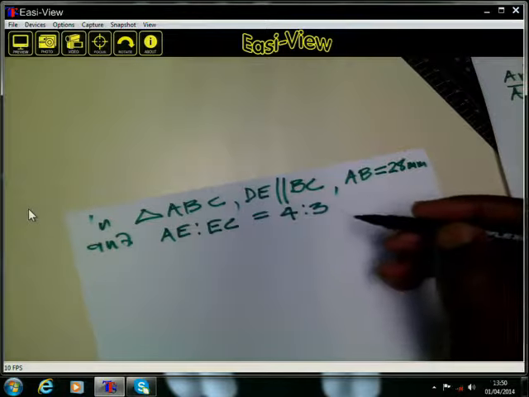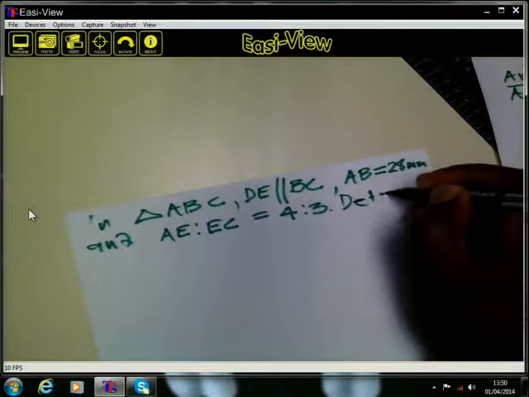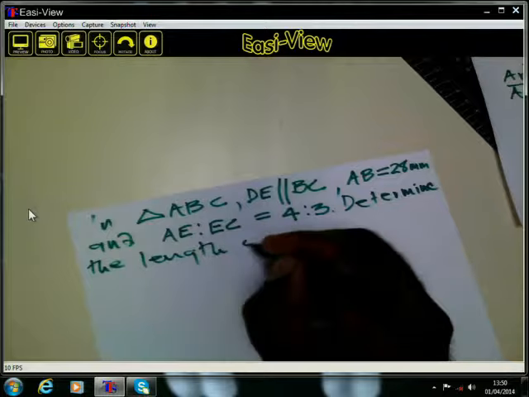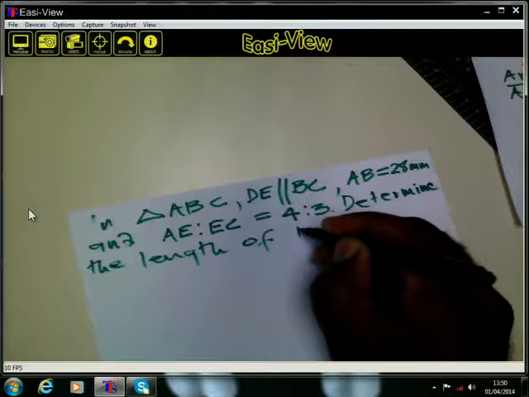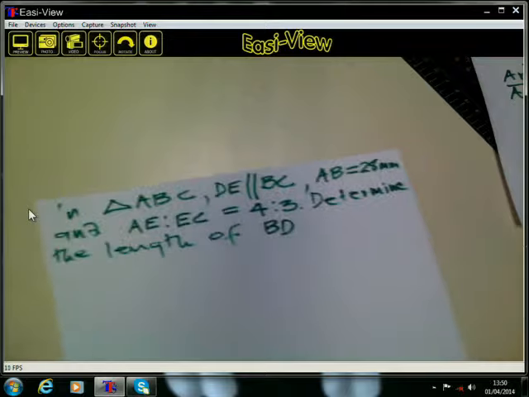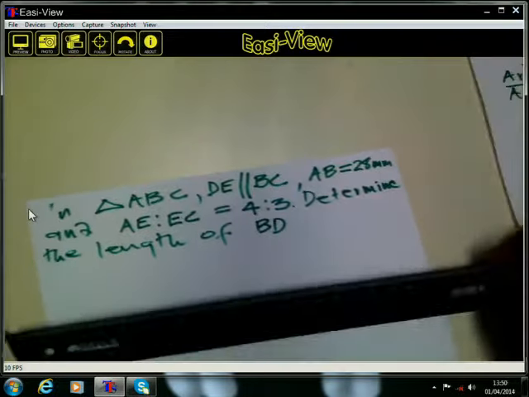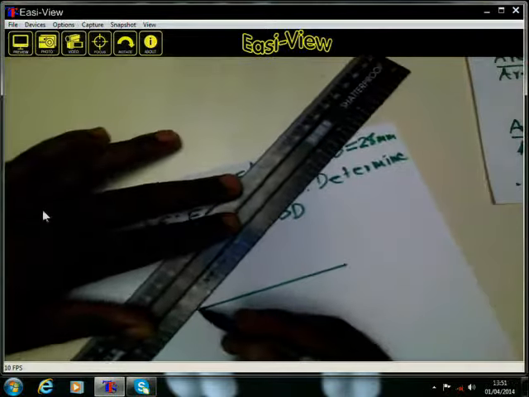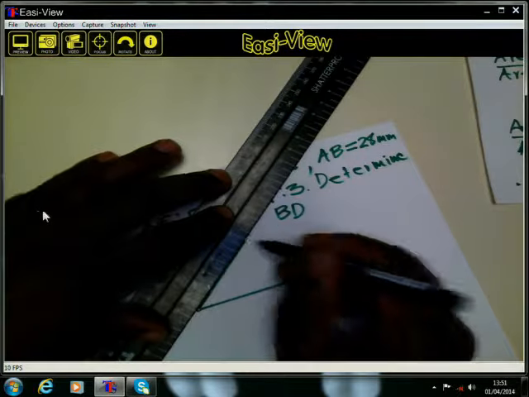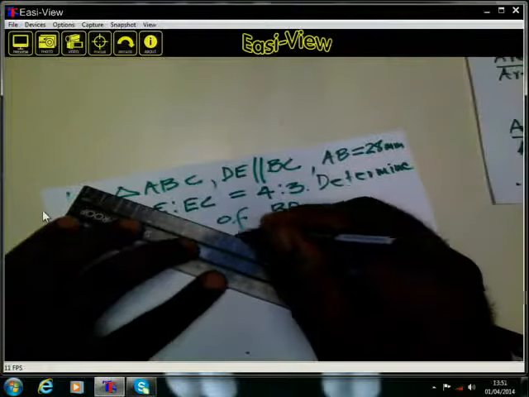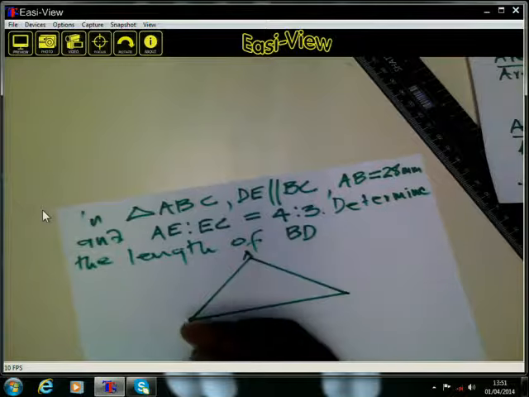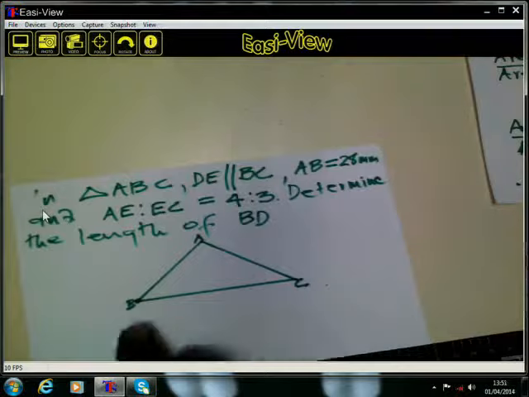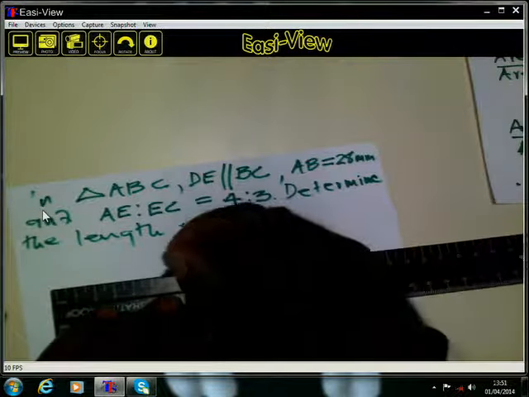Now they say, determine the length of side BD. When you look at this statement, if you are given this type of statement, it will always be accompanied by a diagram. In this case, this is how my diagram would look. Say you are having triangle ABC. But when you look at this triangle ABC, you are going to have the line DE, which must be parallel to BC. This is what will always be given to you.